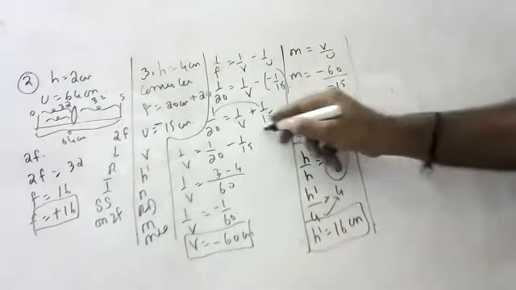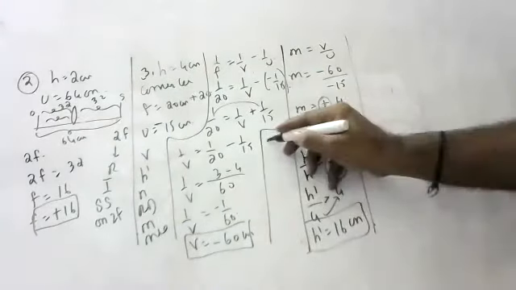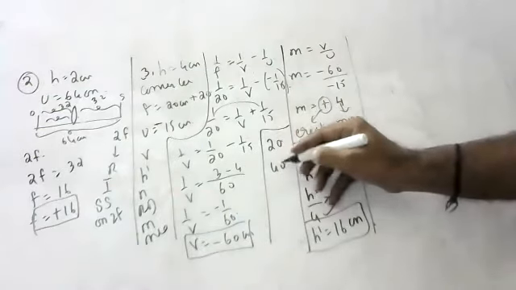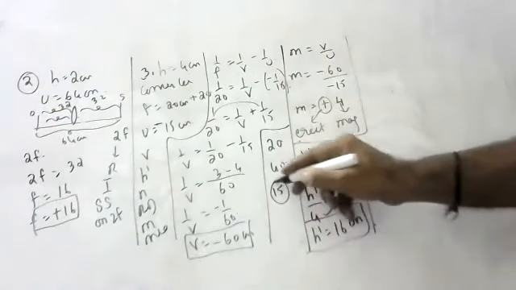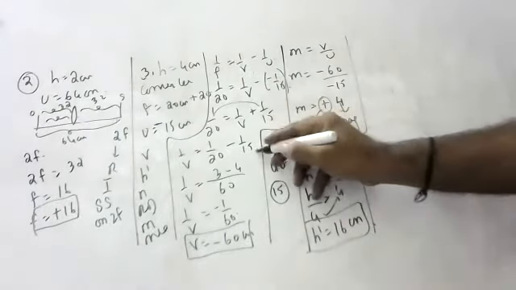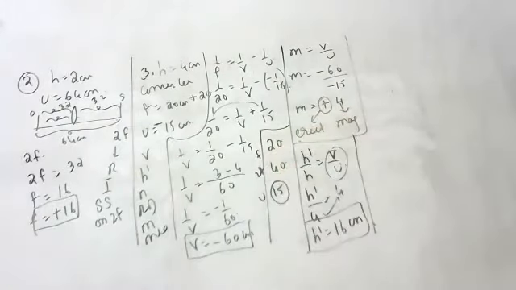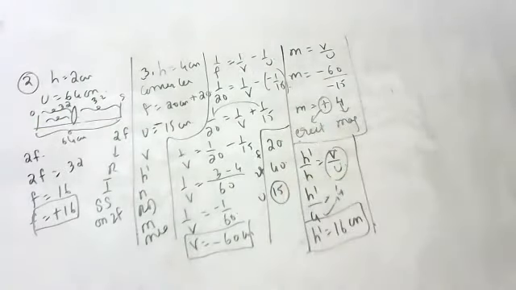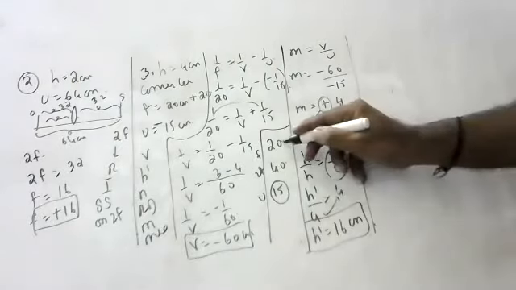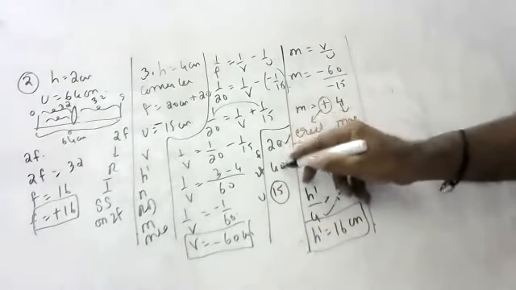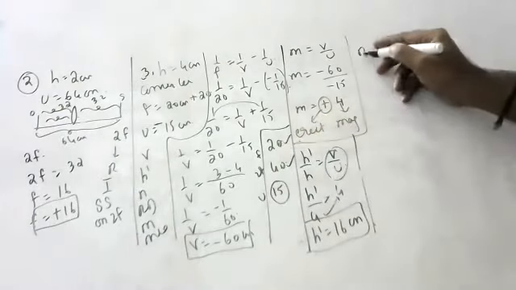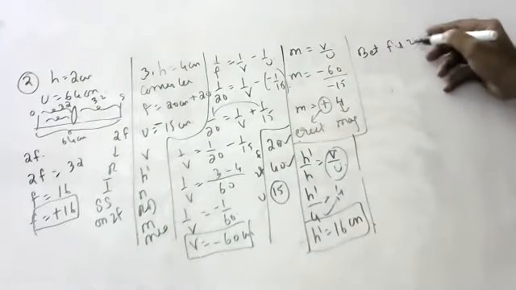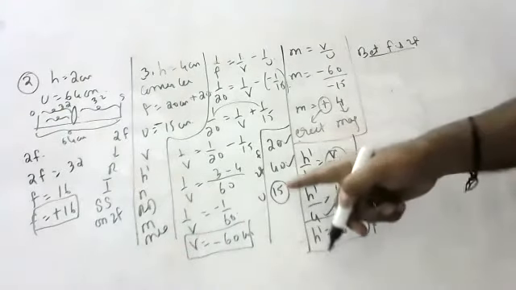Now children, the question of the heading for the ray diagram. F is 20, 2f is 40, object distance is 15. Can anyone tell the heading for the ray diagram? Where will 15 come? Between F and 2F. So the heading for the ray diagram is between F and 2F. Between 20 and 40, our 15 will come.